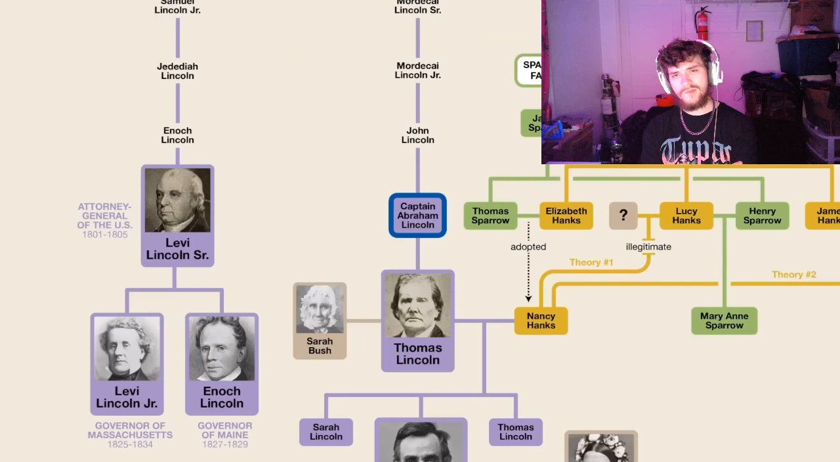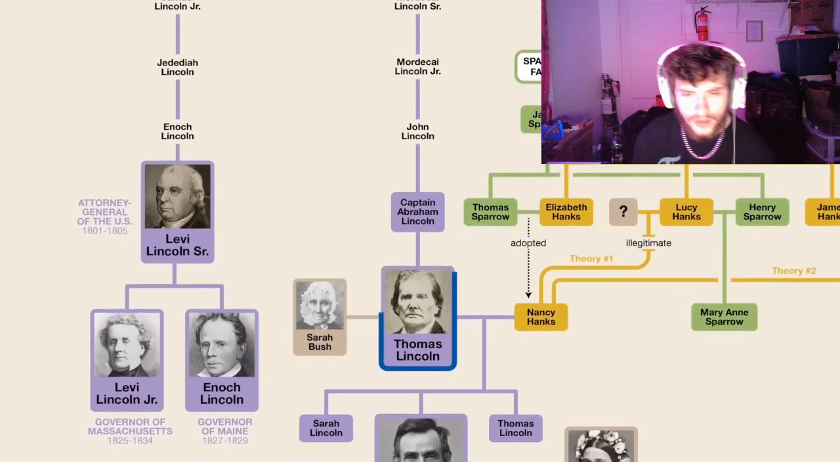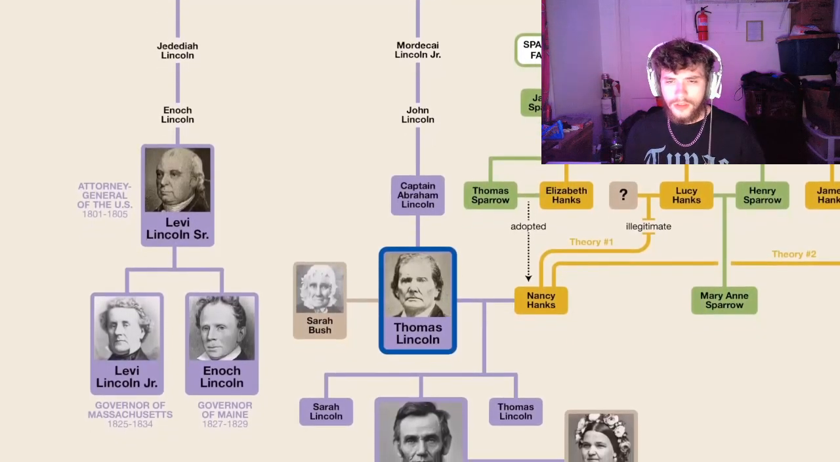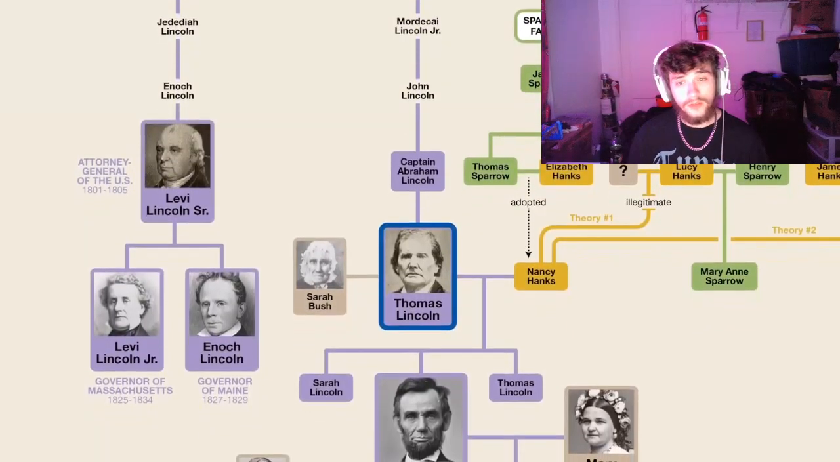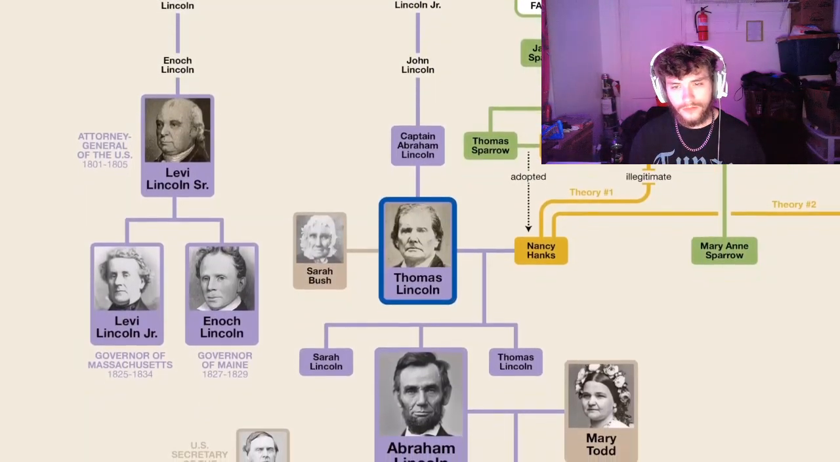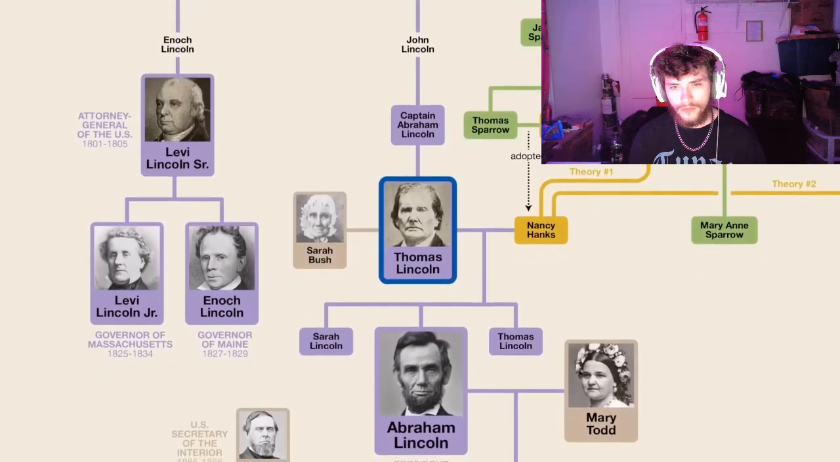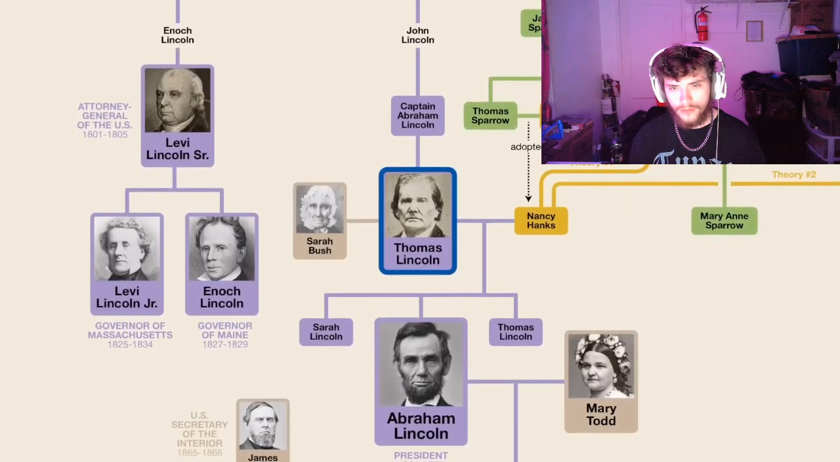But after just 5 years on the frontier, Captain Lincoln was shot and killed by a Native American who was defending his territory against the white settlers. President Lincoln's father, Thomas, was just 8 years old when this happened, and being the youngest of 3 brothers, he ended up inheriting nothing of his father's large estate. Thomas also never learned to read or write, and thus had to struggle to make a living.